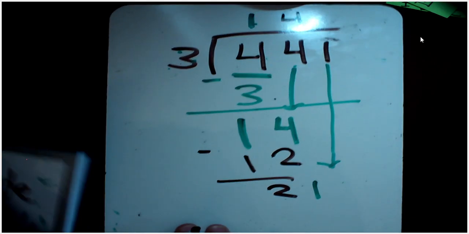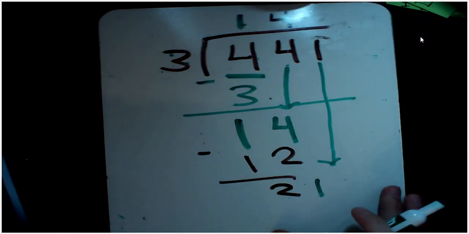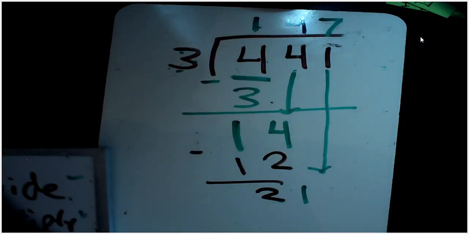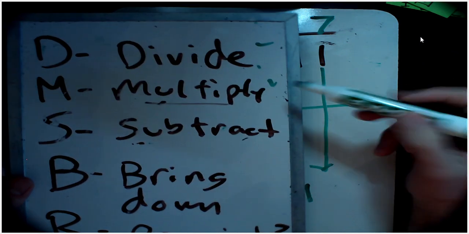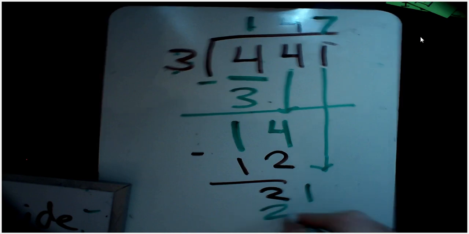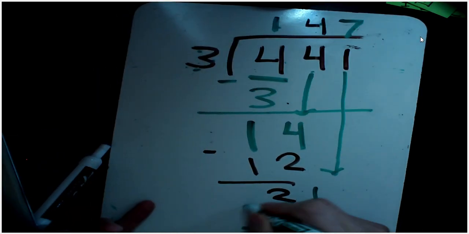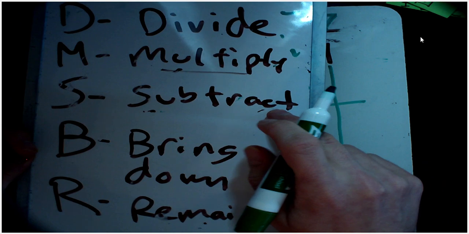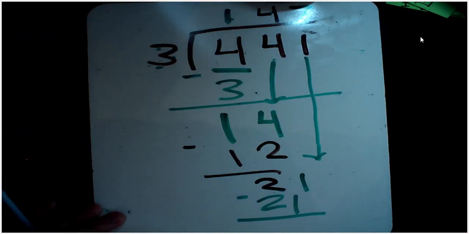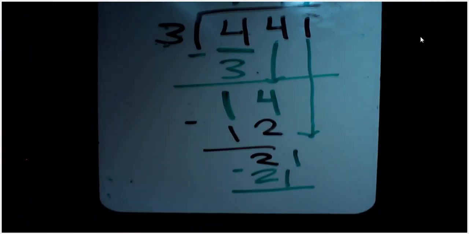How many times does 3 go into 21? Probably screaming at the screen right now telling me 7. So we know 3 can go into 21 7 times, or 21 divided by 3 is 7. Next step is to multiply. 3 times 7 is 21. Last step is to subtract. Not the last step, but close to the end step here. 21 minus 21 is 0. I'm having some camera issues here.